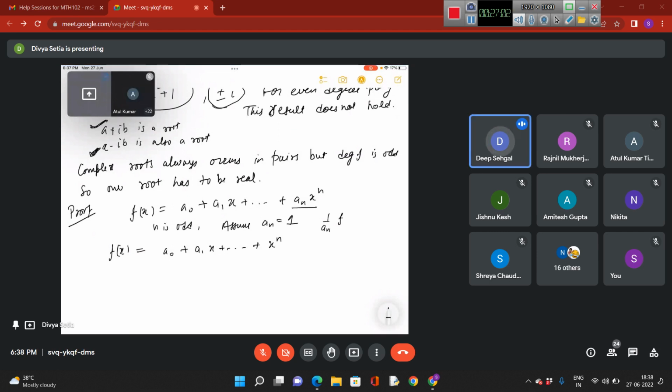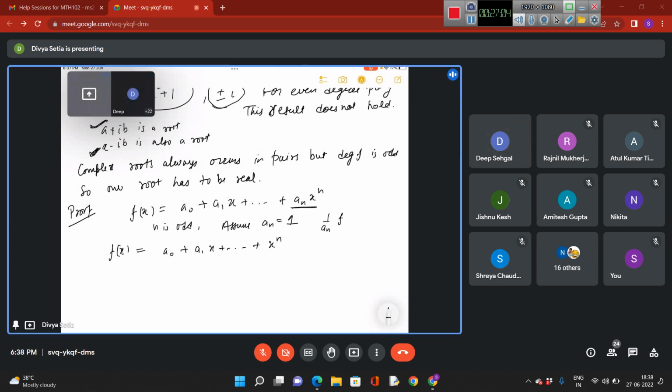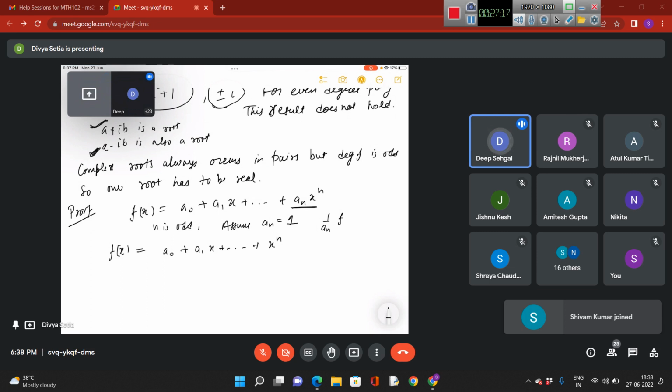Divya Didi, your voice got cut in between. In f has a root, I can divide it by 1 upon a n, because the degree. So now is it audible? Yes, now it's okay, but after a n equal to 1, you said something, no? Is it audible now? Yeah, it's audible.